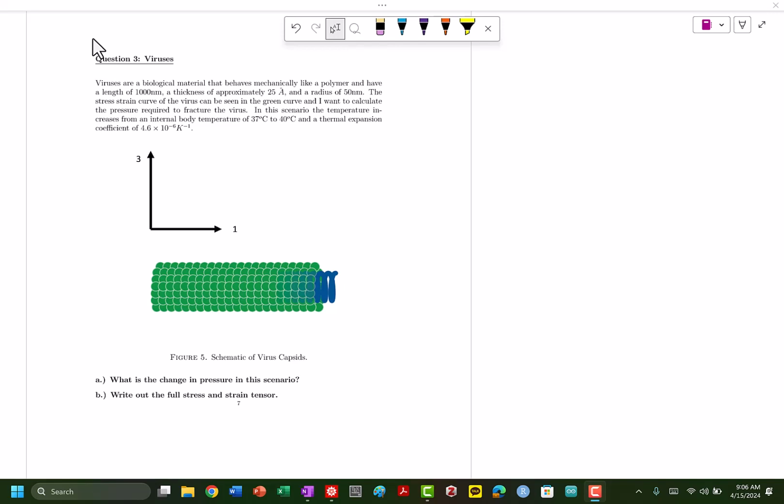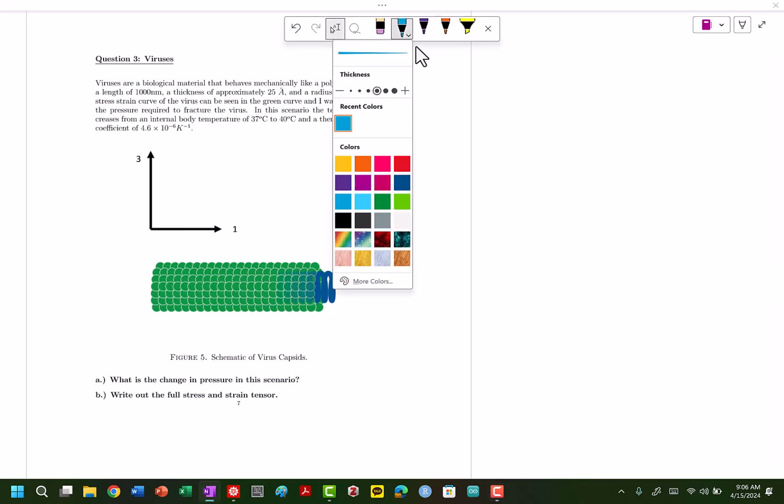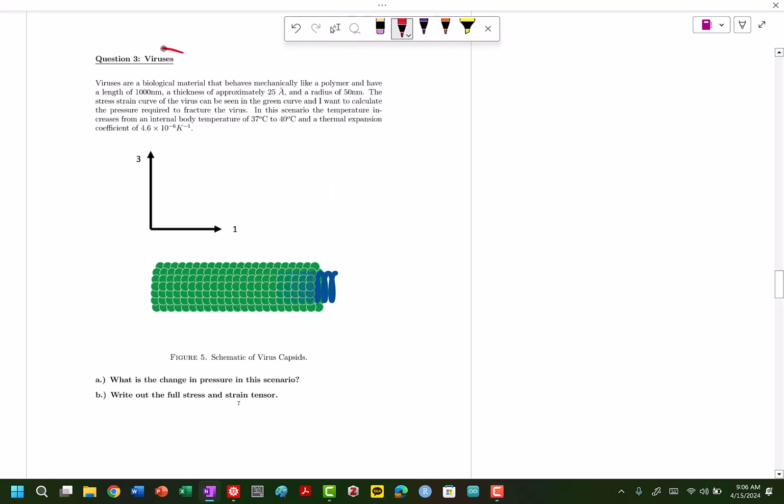Everyone, we are back, and I am not feeling well today, so I'm a little bit under the weather, but it is a little bit fortuitous because we are talking about viruses. So let's go ahead and solve this virus and see if I can kick this virus.